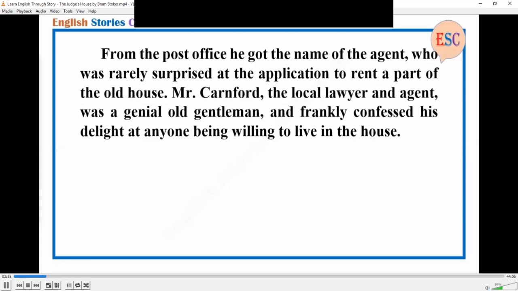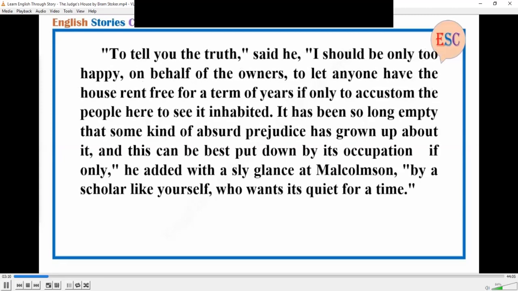From the post office he got the name of the agent, who was rarely surprised at the application to rent a part of the old house. Mr. Carnford, the local lawyer and agent, was a genial old gentleman, and frankly confessed his delight at anyone being willing to live in the house. "To tell you the truth," he said, "I should be only too happy on behalf of the owners to let anyone have the house rent-free for a term of years, if only to accustom the people here to see it inhabited. It has been so long empty that some kind of absurd prejudice has grown up about it, and this can be best put down by its occupation, if only," he added with a sly glance at Malcolmson, "by a scholar like yourself, who wants its quiet for a time."